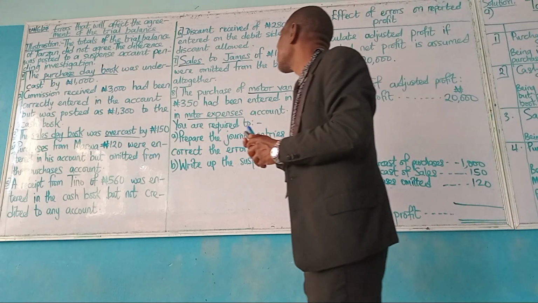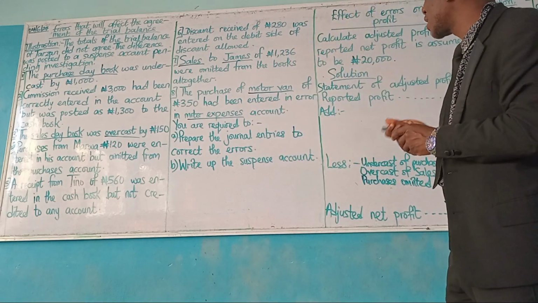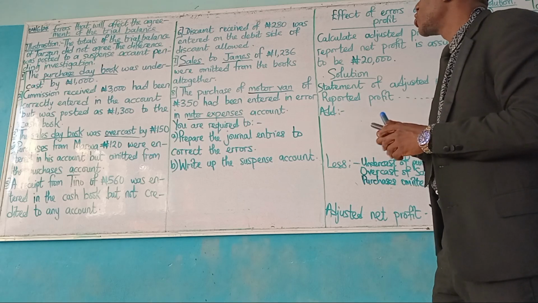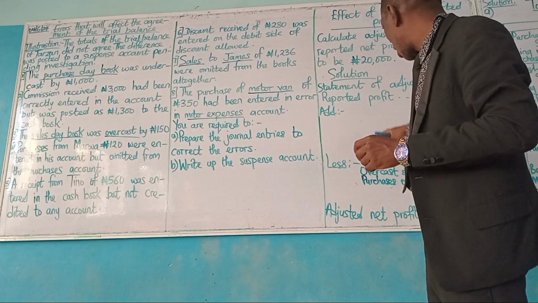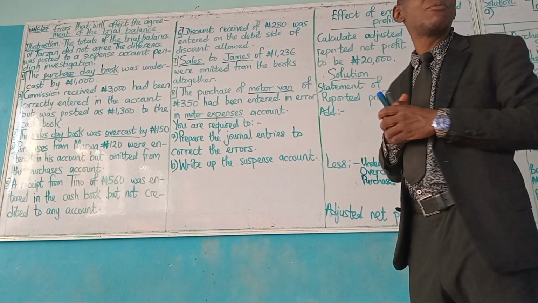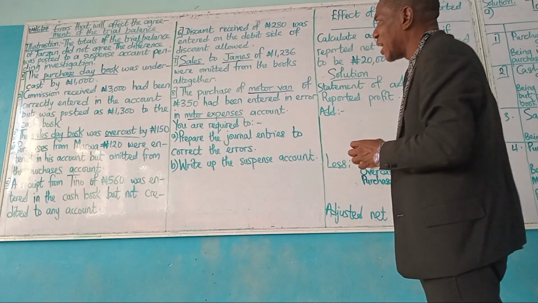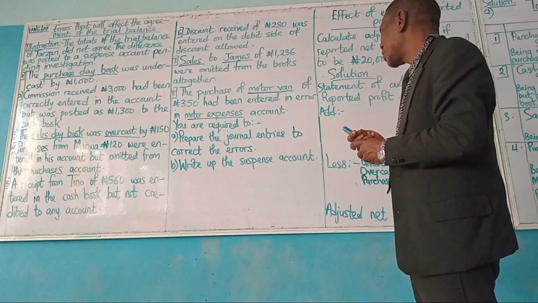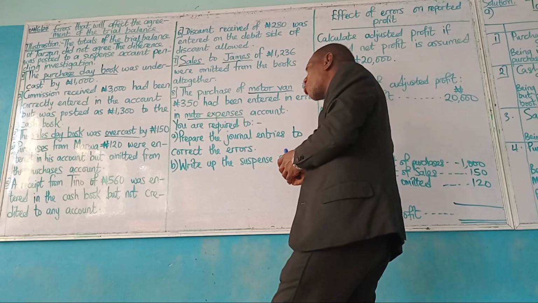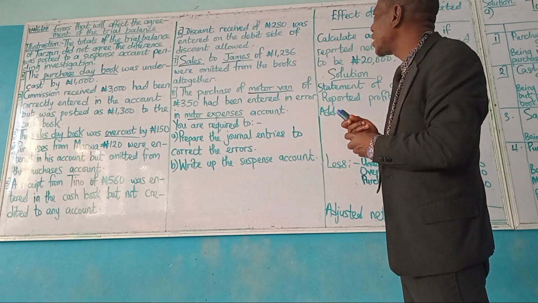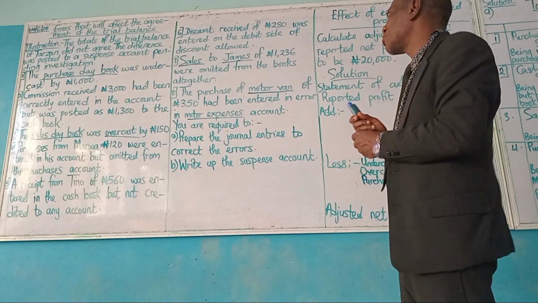And number 6 is discount received of 280 was entered on the debit side of discount allowed. So discount received is mentioned there, and discount allowed is also mentioned there. So we know that discount received and discount allowed are both items that appear in the profit and loss account. So automatically we know this is coming in. But let's now consider what has happened and what we are going to do here.